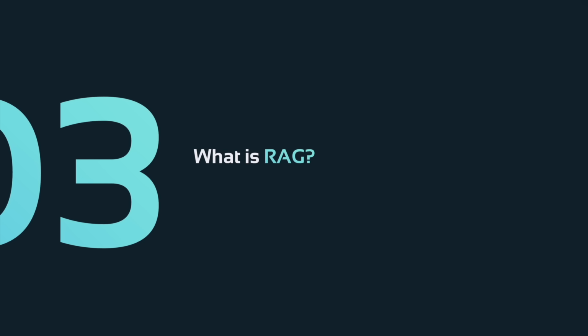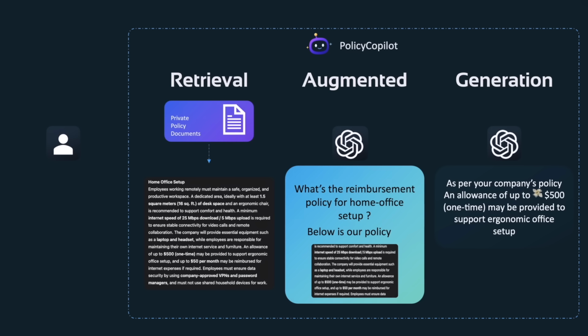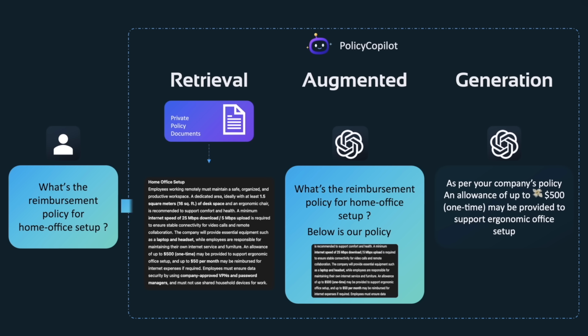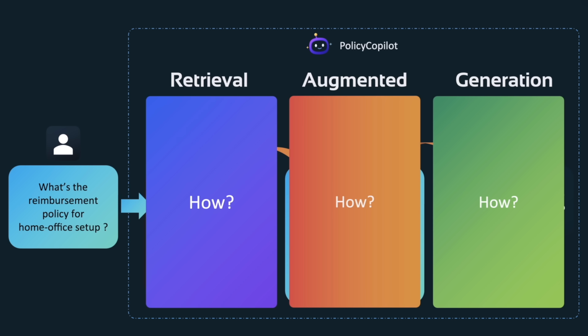Let's now look at what RAG is in the first place. So far, we've decided that we're going to build our policy copilot system where employees can ask questions and it retrieves the relevant information, augments prompts, and generates a response. We'll now see how each of these work.